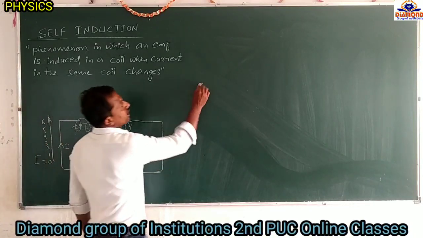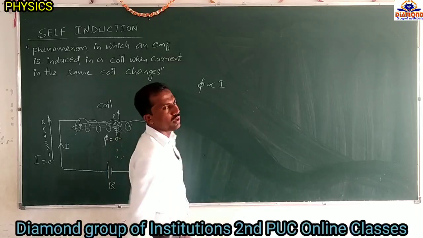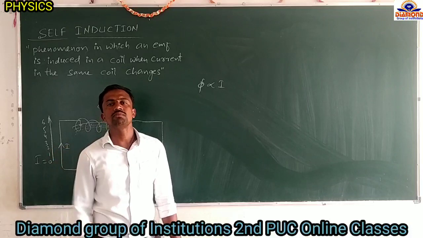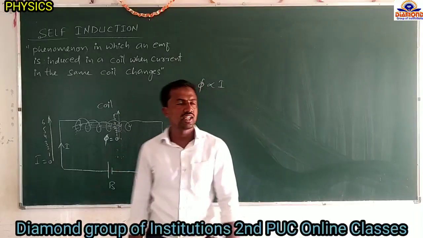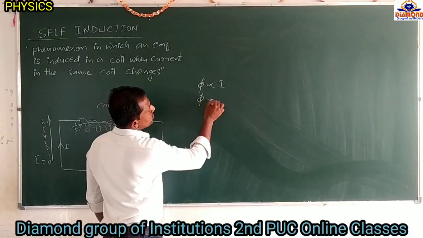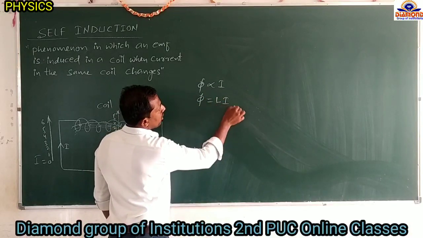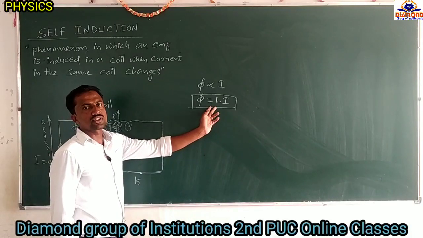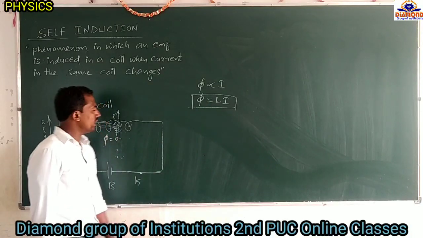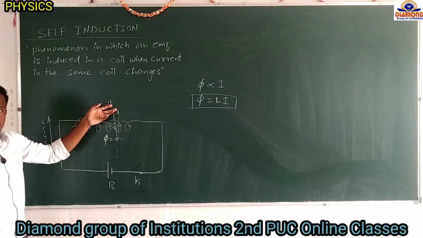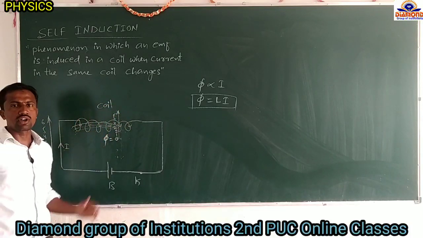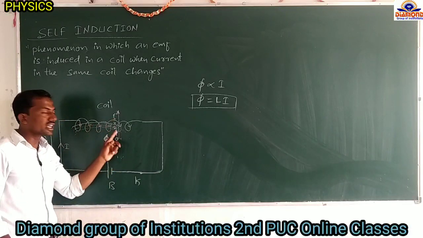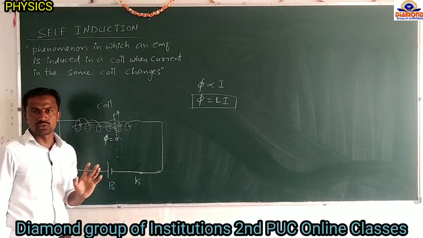We write that flux is directly proportional to I. The last topic was mutual induction; this one is self-induction. Then we write phi is equal to L I. What is L? L is called self-inductance or coefficient of self-inductance. When the magnetic flux value changes, EMF will be induced. According to Faraday's law, whenever there is a change in magnetic flux linked with a circuit, EMF is induced.